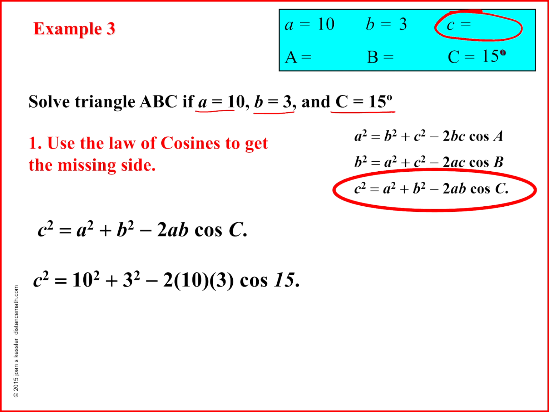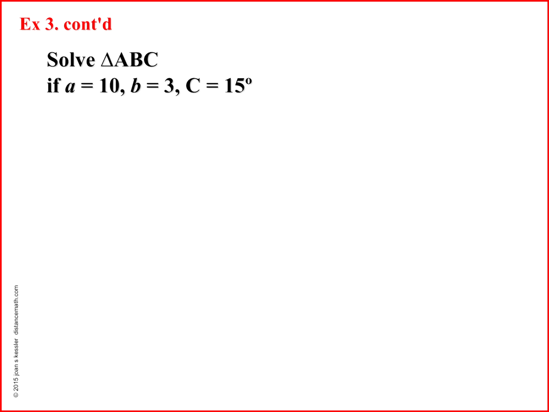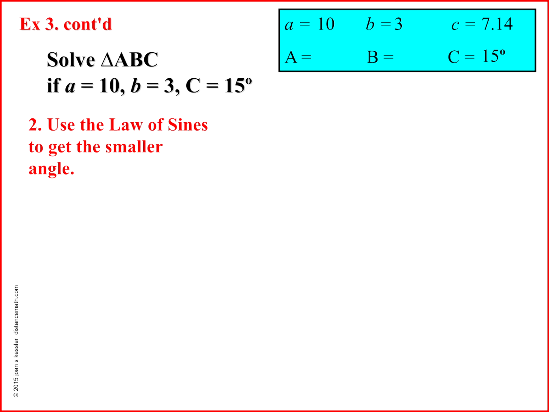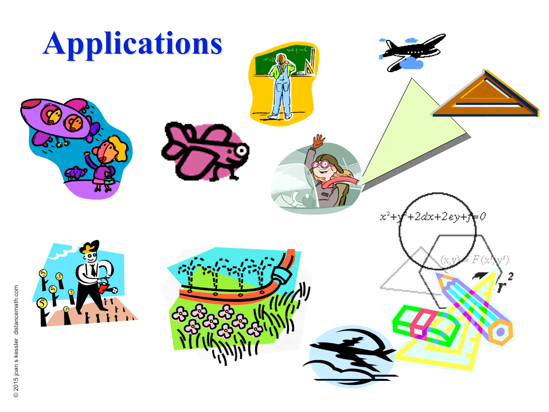So now take a moment, put this in your calculator. When I put this in my calculator, I got c is approximately 7.14. So that gave me my little c right there. So now I know that c is 7.14. So now step 2 is use the law of sines to get the smaller angle. The smaller side is b, so the sines with my b's and my c's.